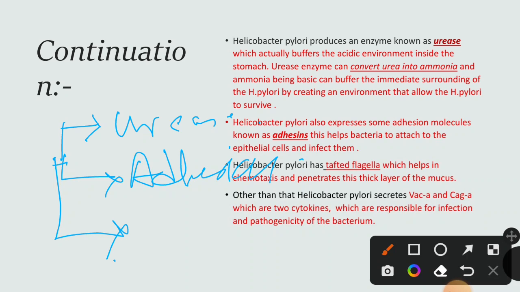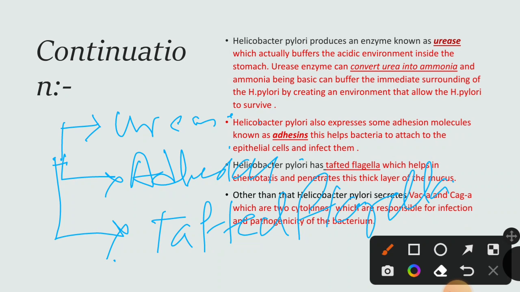The third one that I am going to talk with you about is the tufted flagella. This tufted flagella allows Helicobacter pylori to penetrate the mucus layer, and also helps in chemotaxis. That is the third thing. So urease ensures survival, adhesin ensures attachment, tufted flagella ensures penetration. Now they will produce two main cytokines named VacA and CagA. These VacA and CagA play an important role in their pathogenicity and infection.